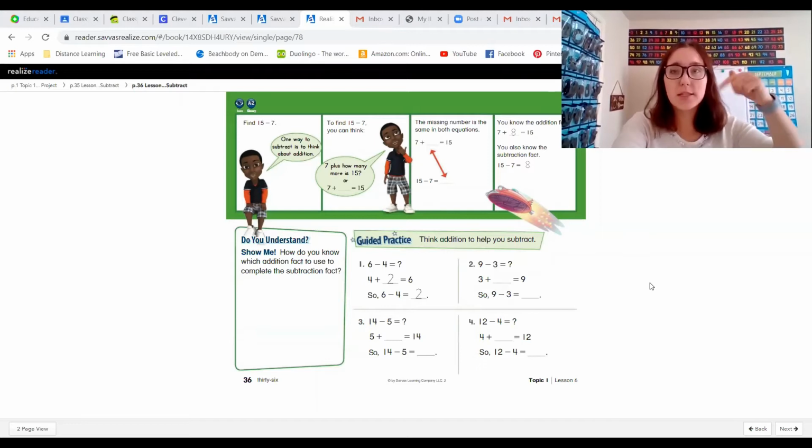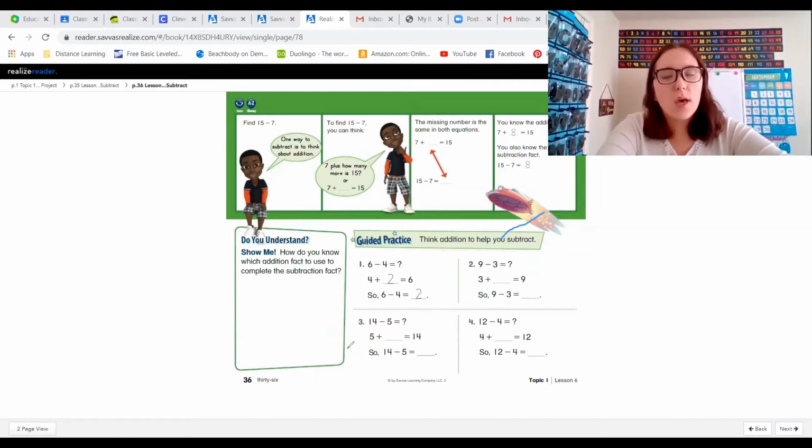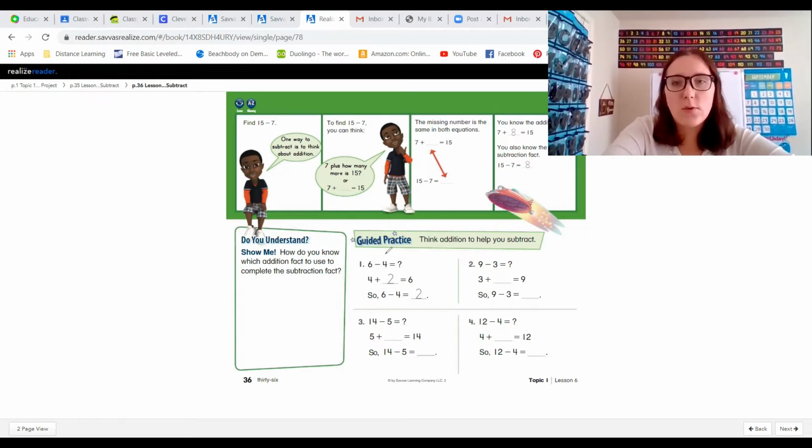Remember, if you need to pause the video to go and get your math book and your pencil and turn to page 36, that's fine. It says, think addition to help you subtract. So let's look at number 1. 6 minus 4 equals what? Okay, we have the related addition fact, 4 plus something equals 6. So what's 4 plus something equals 6? 4 plus 2, good. So I know 4 plus 2 equals 6, which means 6 minus 4 equals 2. Our answers in both of those spots are going to be the same.